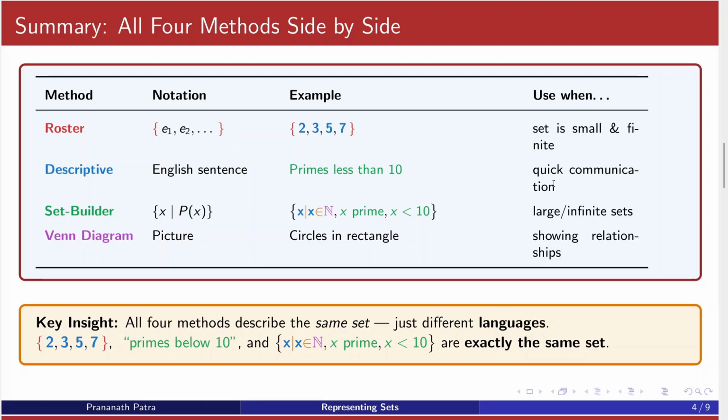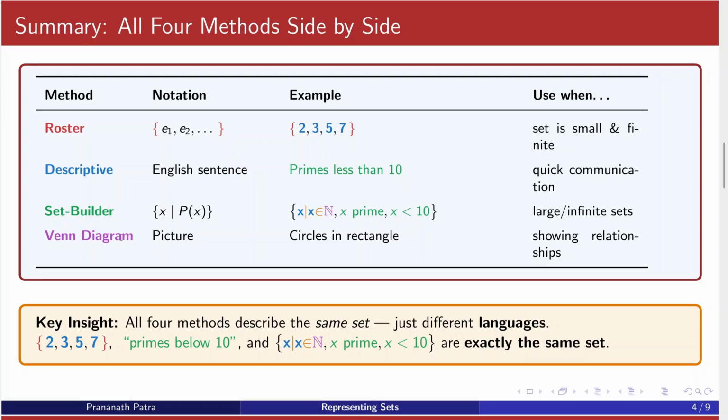This is perfect for quick, everyday communication. Our third method was set builder notation. This uses a formal mathematical rule. It looks a bit more complex, reading as the set of all x such that x is a natural number, x is prime, and x is less than 10. We use this powerful method for very large or infinite sets where we couldn't possibly list everything out.